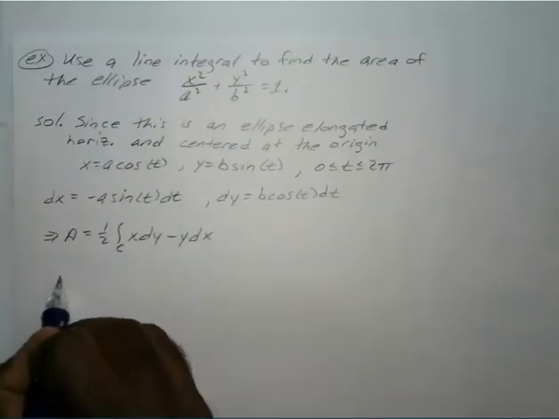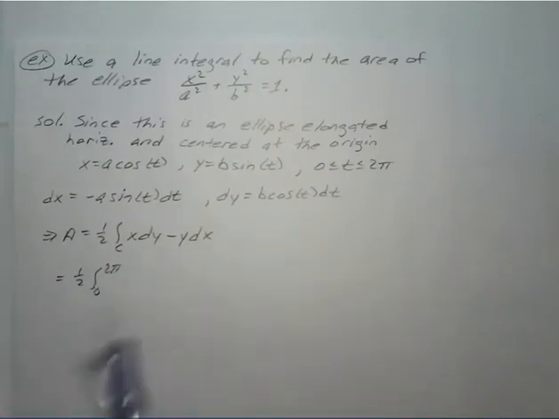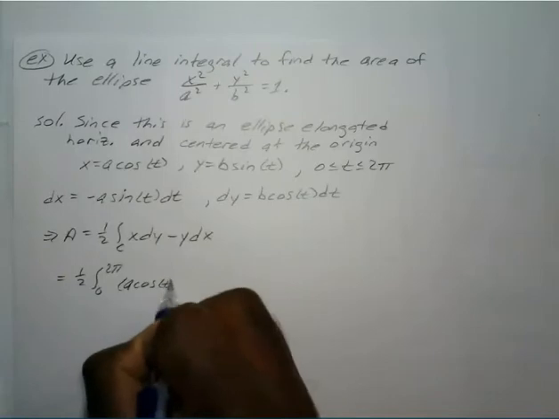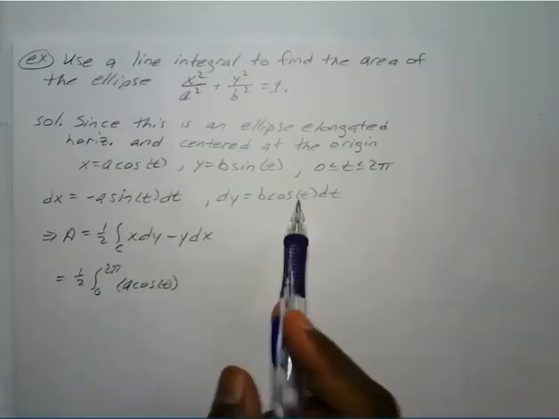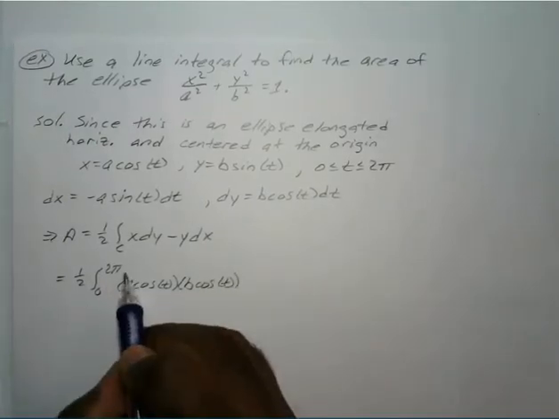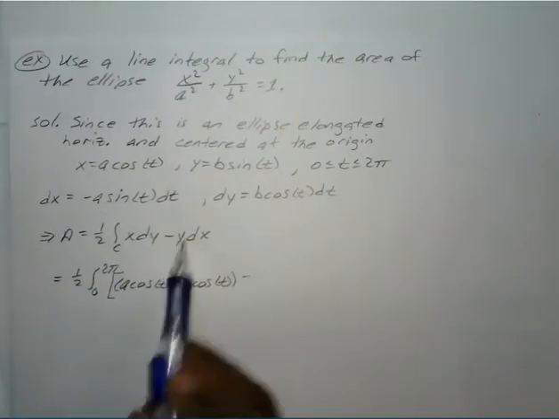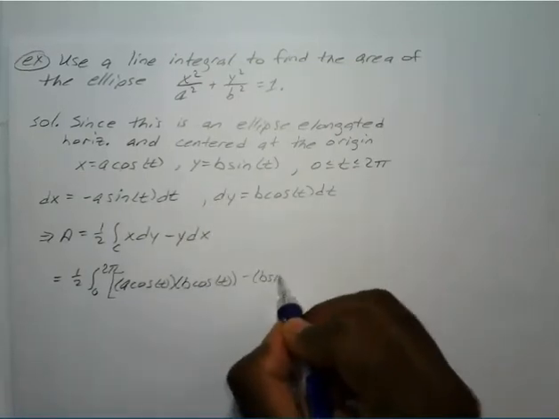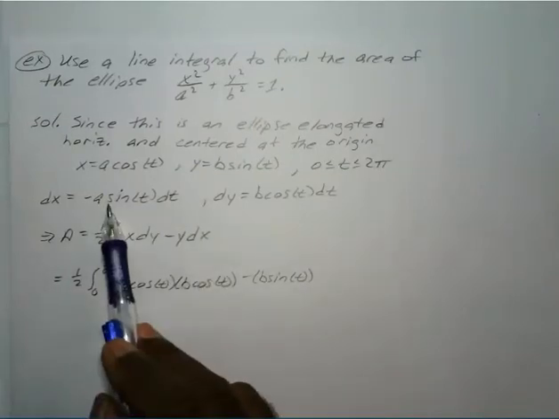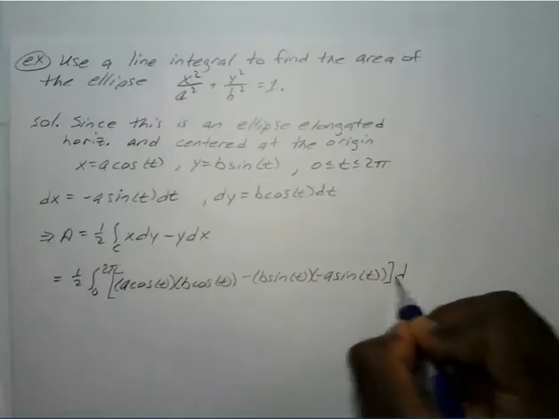Okay, so that's going to equal 1/2 from 0 to 2 pi, our x dy, so we have a cosine of t times your dy, which is b cosine of t, put a little bracket there, minus your y, which is b sine of t, times your dx, which is negative a sine of t. And of course, that's all with respect to t.